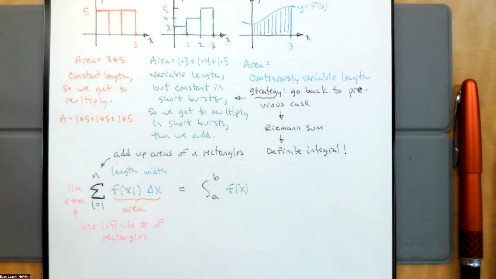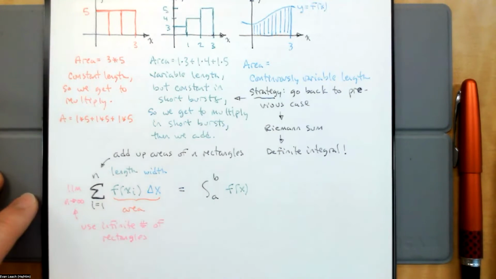So notice I no longer have indexing on my f of x. It's not f of xi because I can't index the real numbers. I can't say here's the first real number, here's the second real number, here's the third one. We can't make an index of that set. It's an uncountable set, so that's not available.